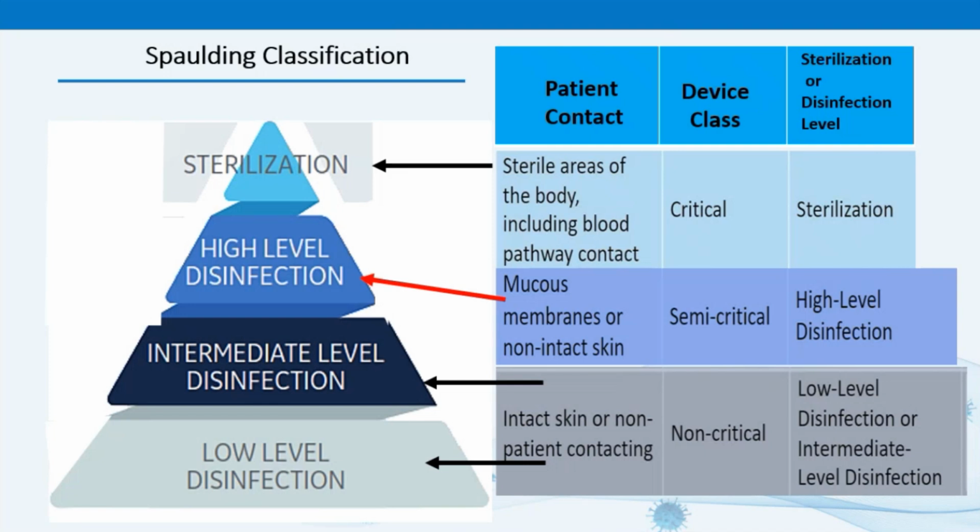Semi-critical items contact mucous membranes or non-intact skin. They minimally require high-level disinfection using chemical disinfectants unless sterilization is possible and it's in agreement with the manufacturer's instructions for use. So those would be things like endoscopes, laryngoscopes, cystoscopes, vaginal speculums, and ultrasound probes. Non-critical items contact intact skin, but not mucous membranes. They require low-level disinfection. Those would be things like bedpans, blood pressure cuffs, and stethoscopes.